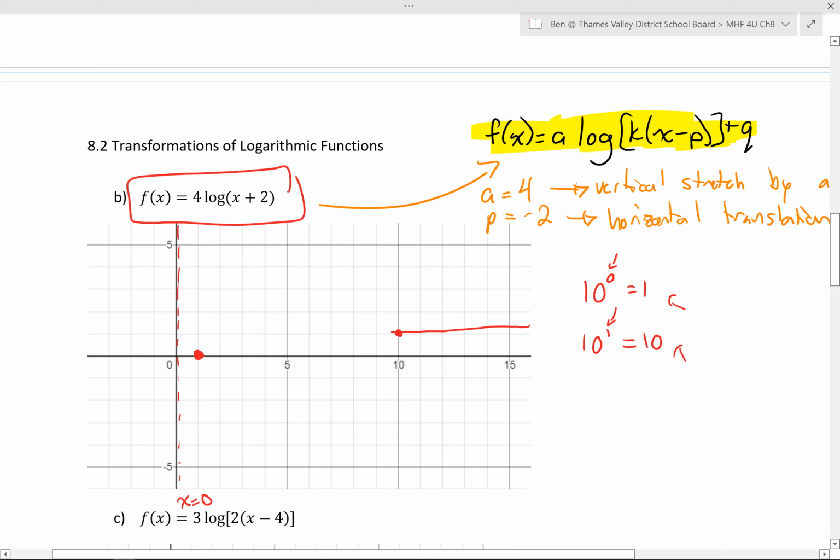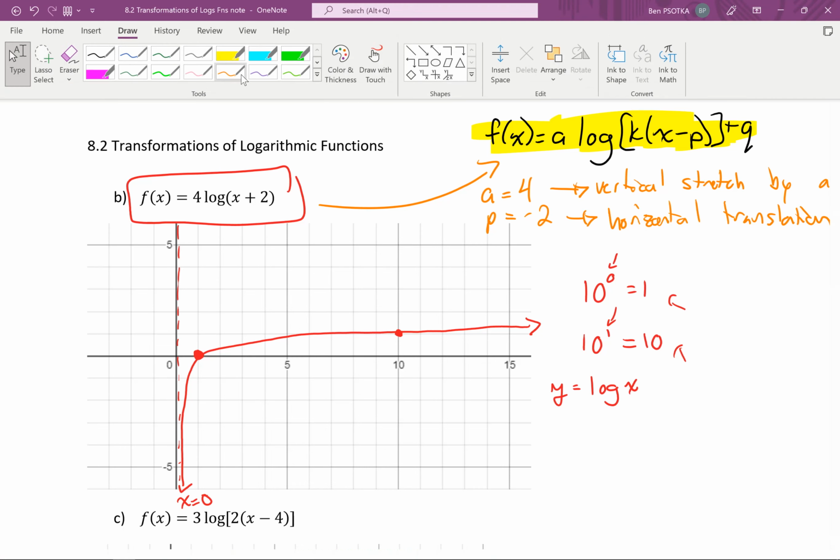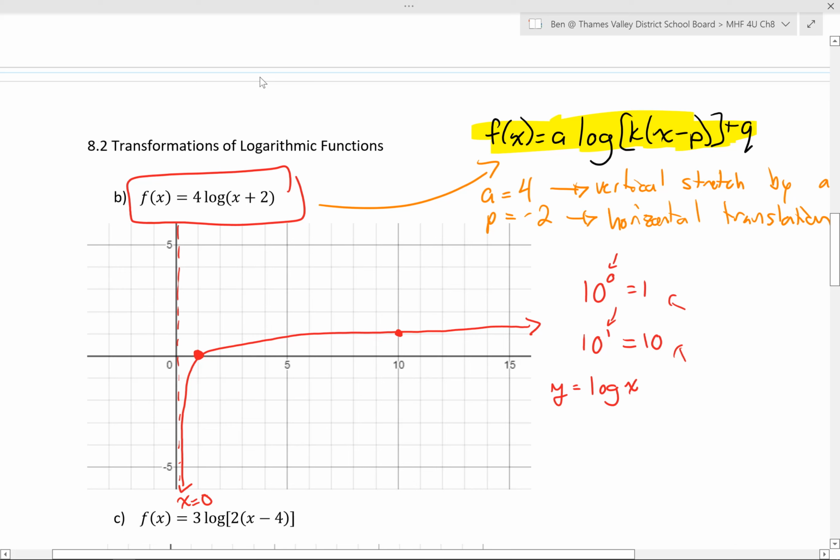vertical asymptote y equals 0. My base function looked something like this. I can plot that, y equals log x. All right, now I can apply these transformations in order, so I need to work with a stretch or compression first. So I'll work with y equals 4 times the log of x. All right, well then I'm vertically stretching everything by a factor of 4. So if I take this point and I vertically stretch it by a factor of 4, it stays in the same place, right? A vertical stretch of 0 by 4 equals still 0.